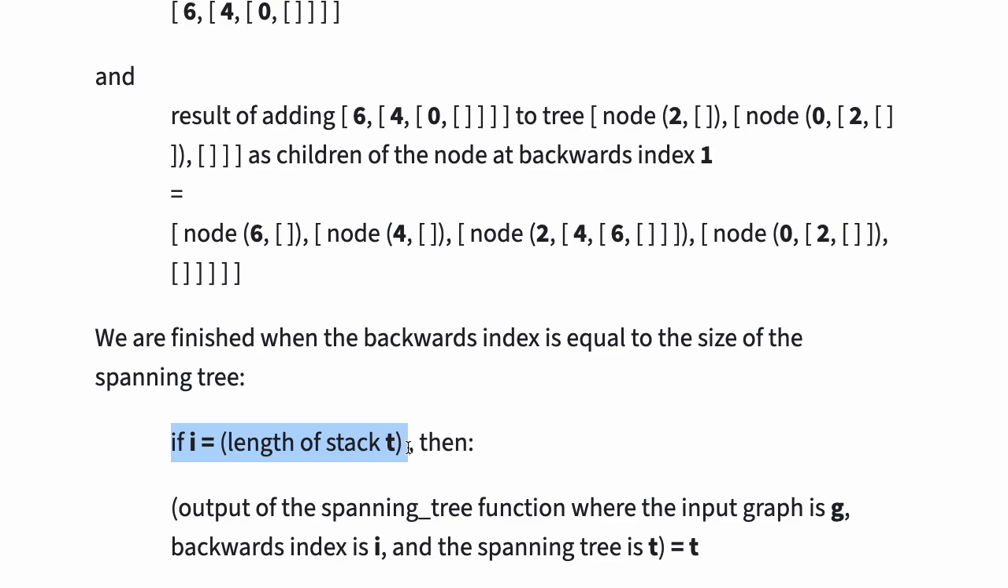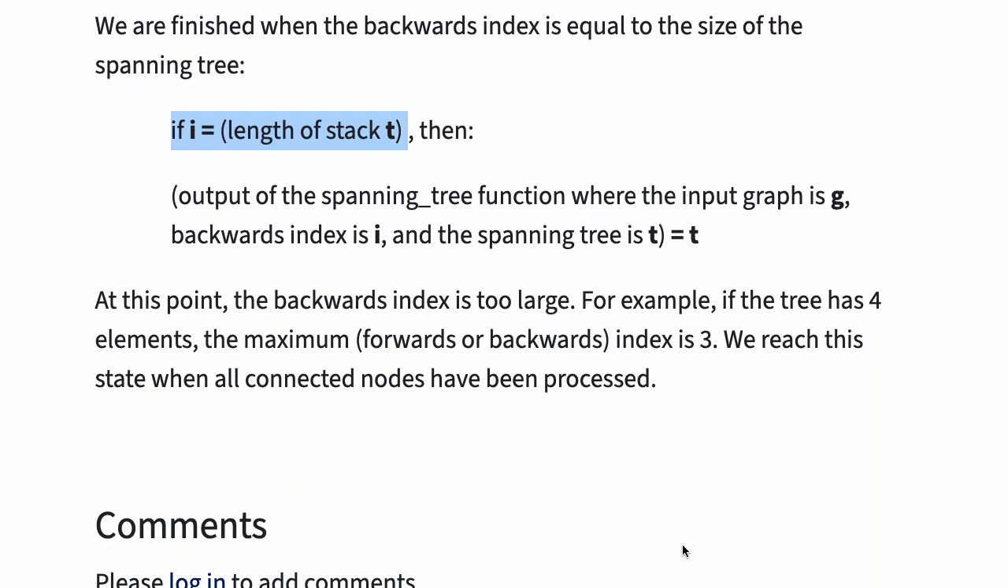In other words, if I is equal to the length of stack T, then the output of the spanning tree function, where the input graph is G, backwards index is I, and the spanning tree is T, is equal to T. At this point, the backwards index is too large. For example, if the tree has 4 elements, the maximum forwards or backwards index is 3. We reach this state when all connected nodes have been processed.